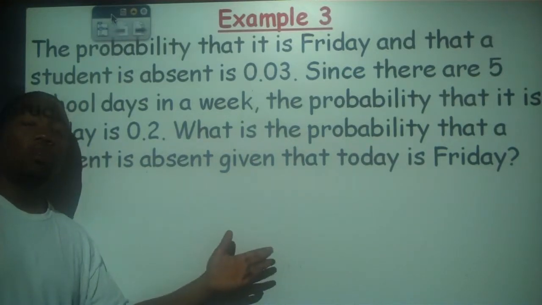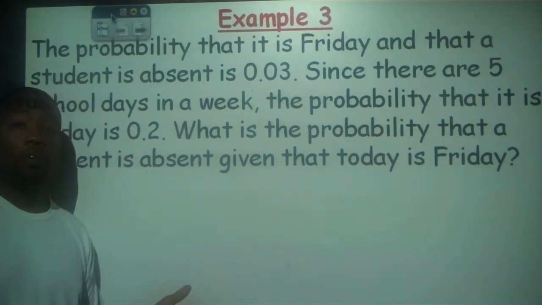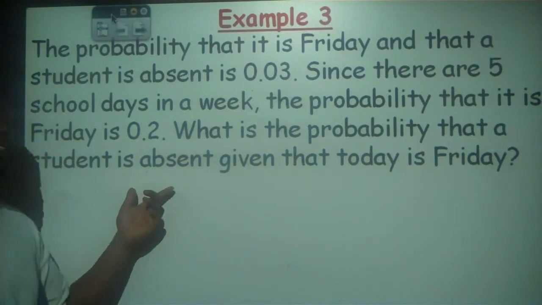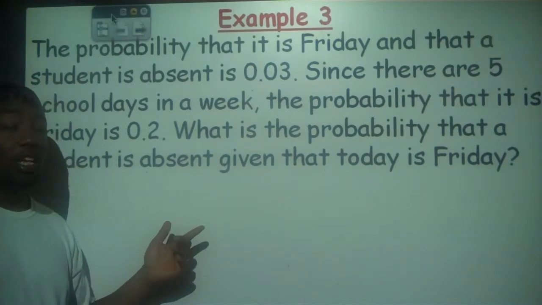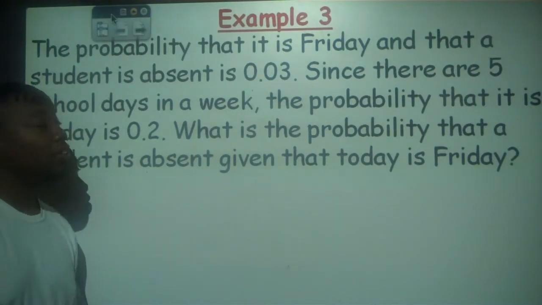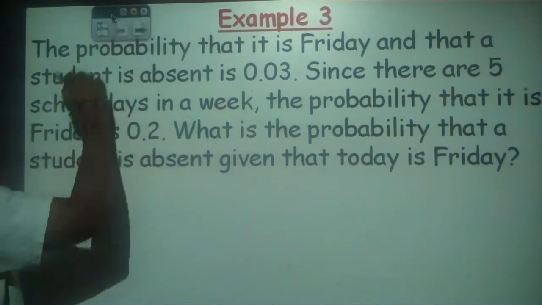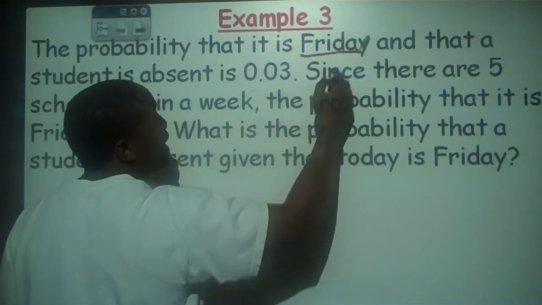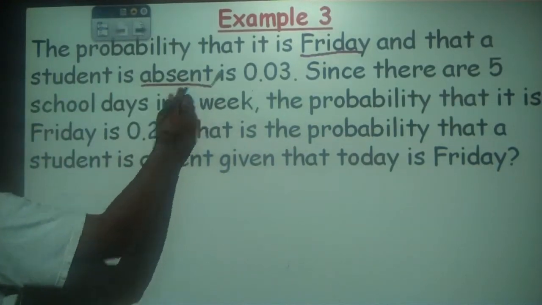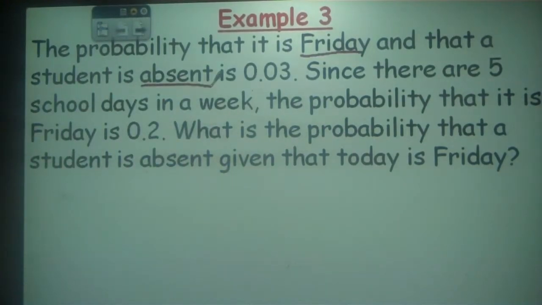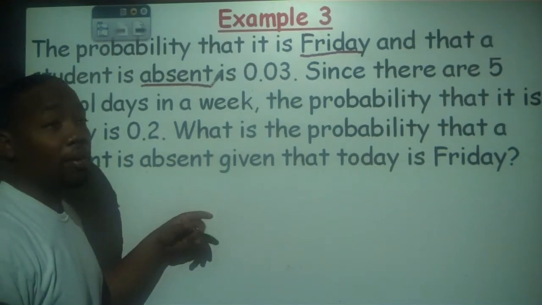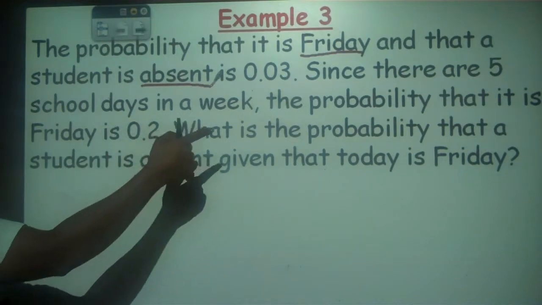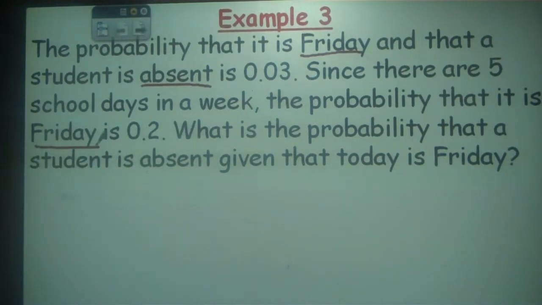So, based on one condition, I want to be able to find the probability of two things happening. The probability that a student is absent is my first condition, given that it's also going to be Friday. So let's look at this together. The key thing is we have two events happening, Friday and a student is absent. We got two things happening at one time and it gives us a probability. Another thing we can look at is the probability that it's Friday again, right?